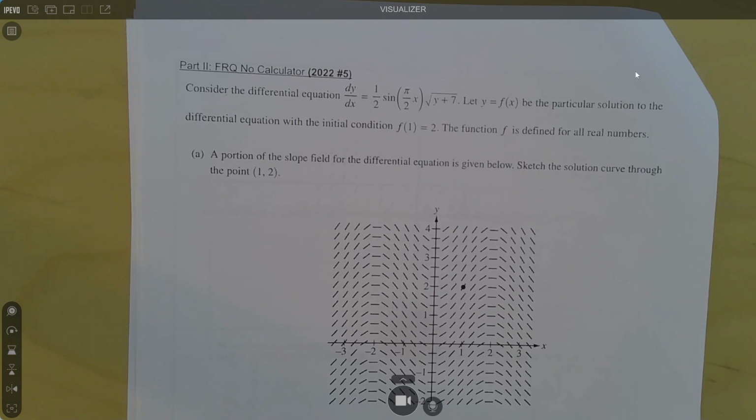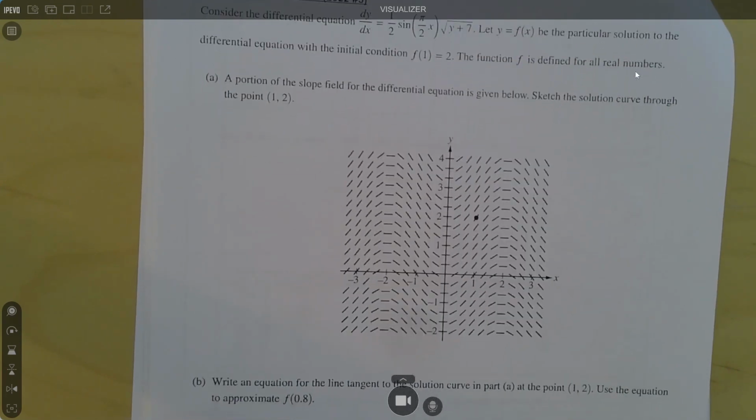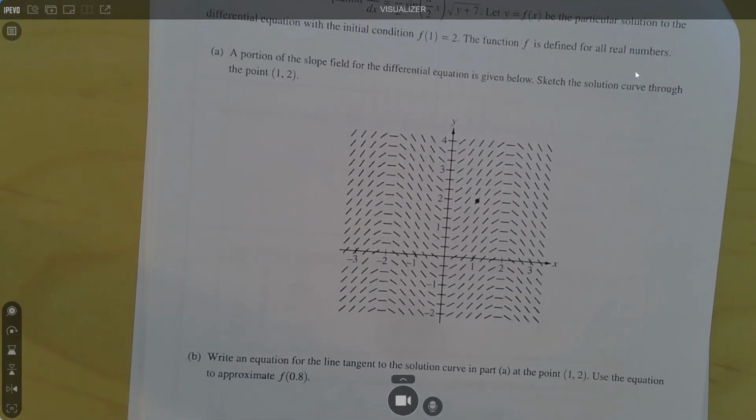The function f is defined for all real numbers. A portion of the slope field for the differential equation is given below. Sketch the solution curve through the point (1, 2). So guys, this should be an easy point. Like this should be a gimme.